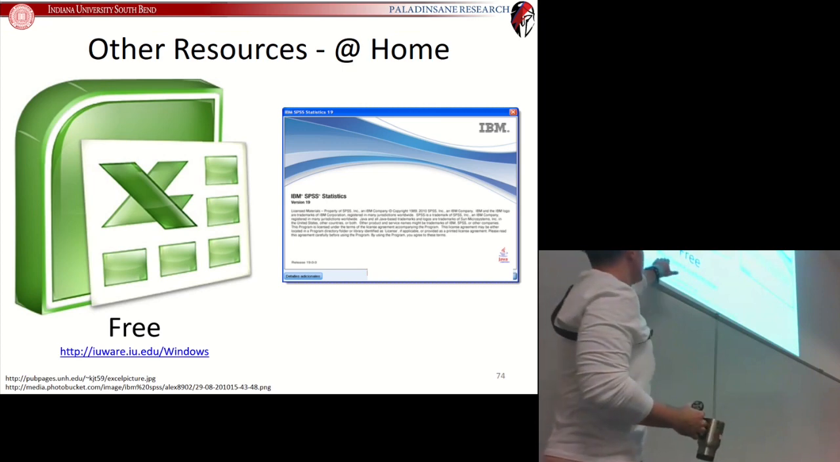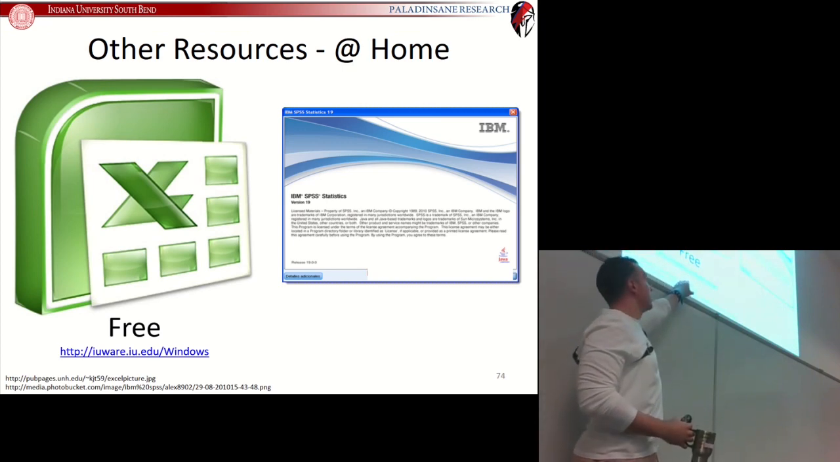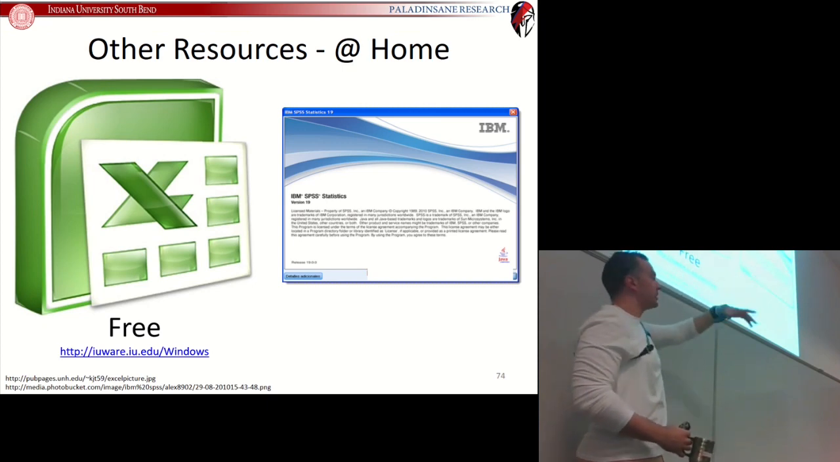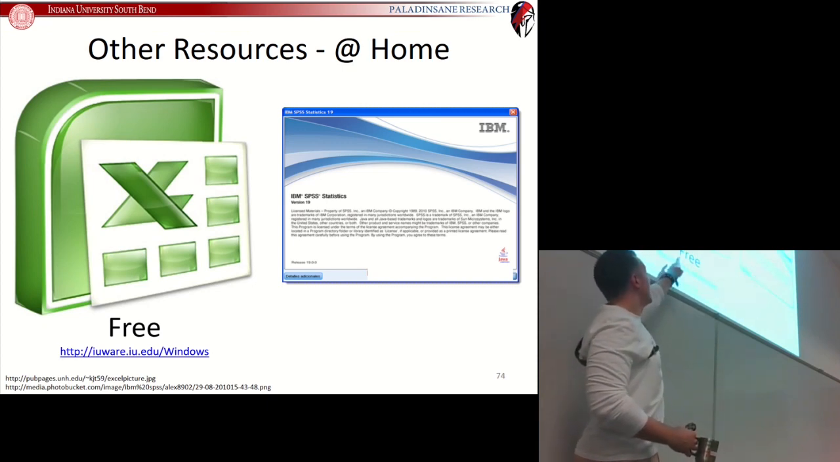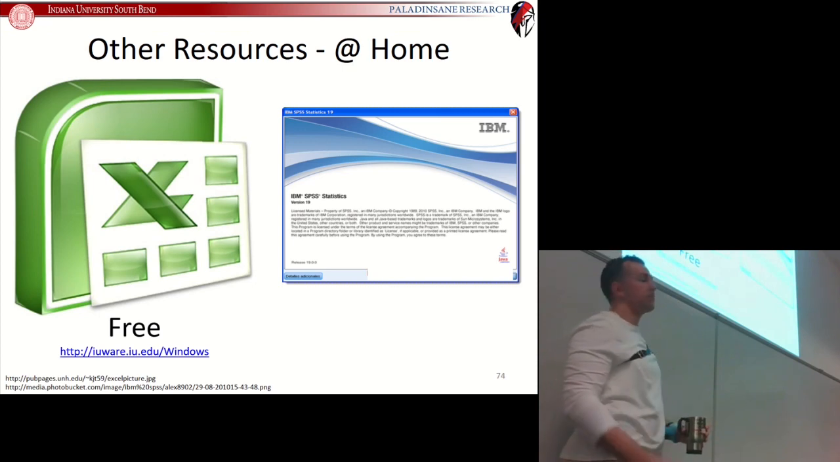So Excel, you can actually download. You can get Microsoft Office for free as a student here from IUware. IU has a lot of programs that you can download and install on your computer to help you be successful here at IUSB. Excel is one of them. So if your computer at home, the one that you're going to be using to do this course, does not have Excel, today, go and download Excel, install it, make sure that you got that up and running.